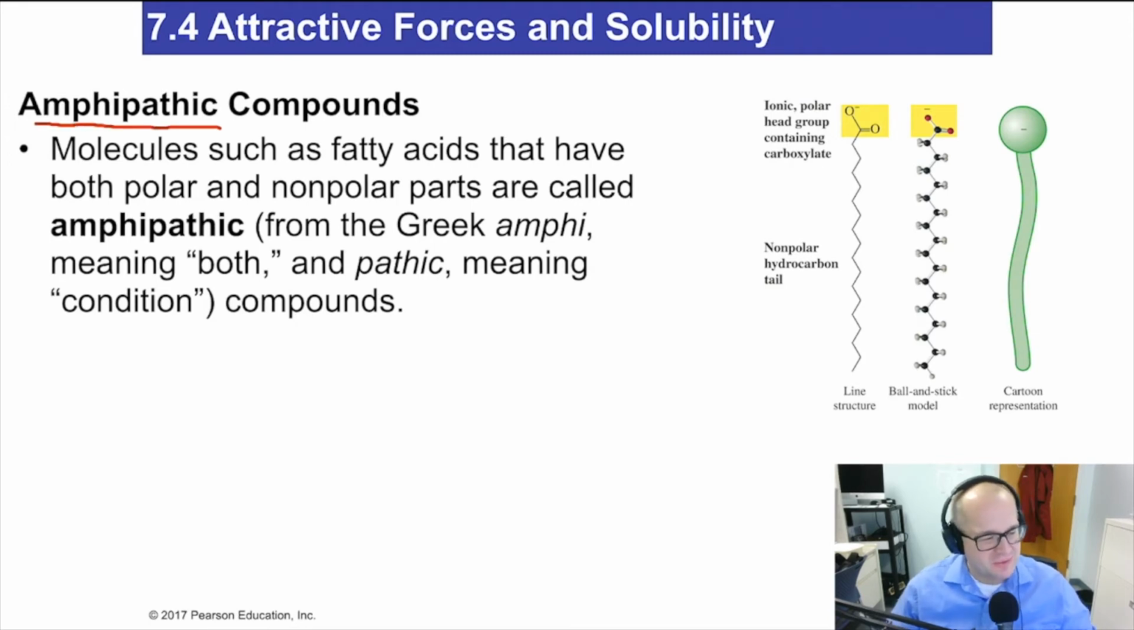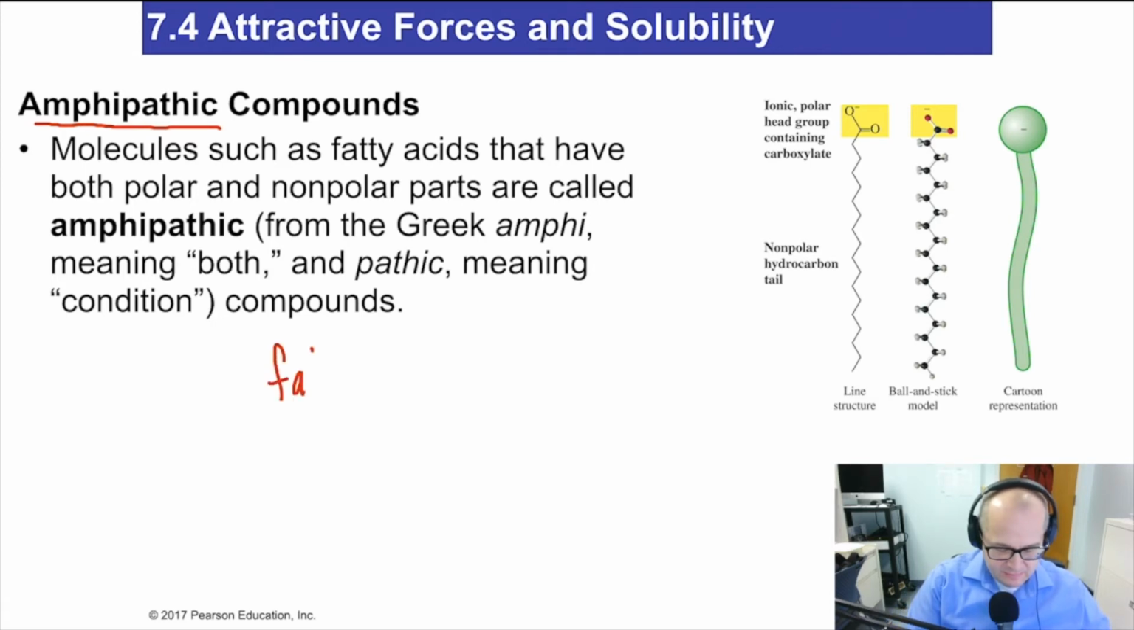I can't pronounce this word, I'm so sorry. Amphipathic compounds. They are compounds that are both polar and non-polar. They have a split personality. Now, great example of an amphipathic compound are fatty acids. Remember fatty acids?